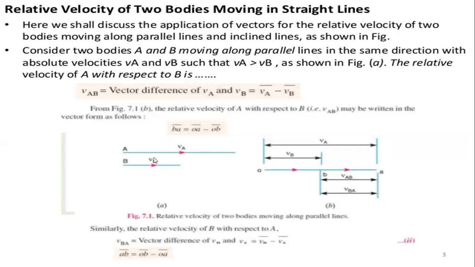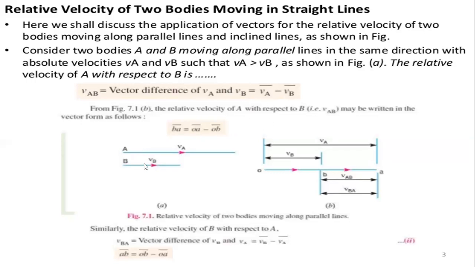Velocity of body A and velocity of body B. Here I am considering two bodies A and B moving along parallel lines in the same direction with different velocities, VA and VB, that is, the velocity of body A and velocity of body B, moving in parallel, not on the same straight line, such that the velocity of A is greater than the velocity of B. So I am giving more velocity to body A and less velocity to body B, that is, VA is greater than VB, as shown in the figure.